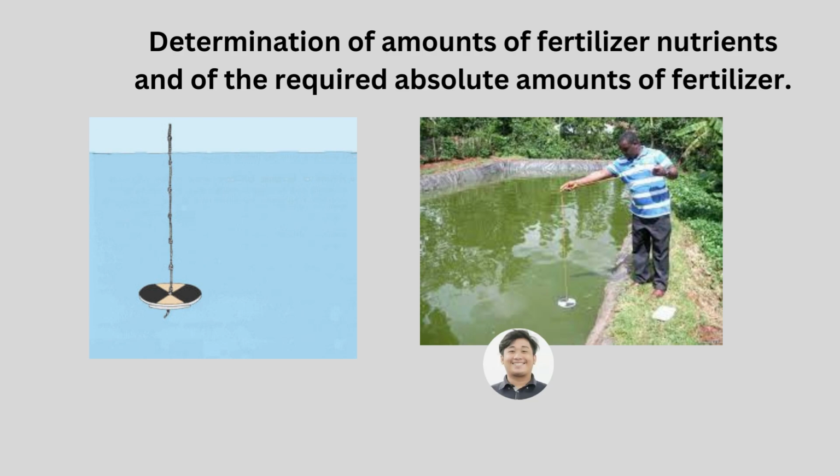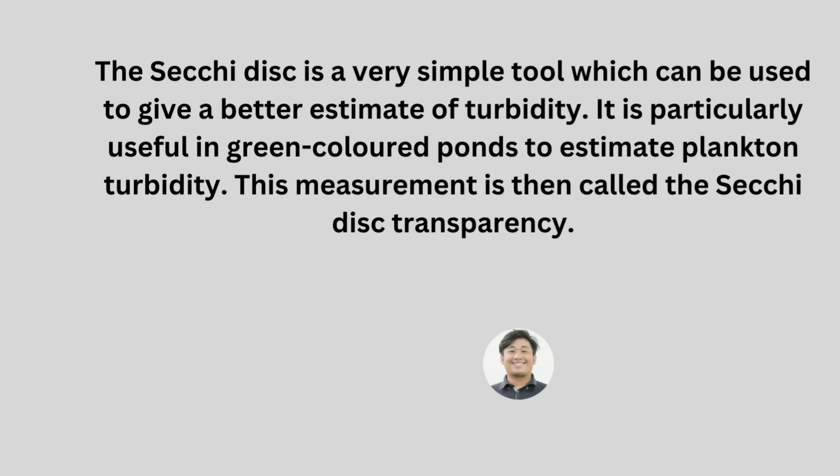Determination of amounts of fertilizer nutrients and of the required absolute amount of fertilizer. The Secchi disk, shown in the last slide, is a very simple tool which can be used to give a better estimate of the turbidity. It is particularly useful in green-colored ponds to estimate the plankton turbidity. This measurement is then called the Secchi disk transparency.